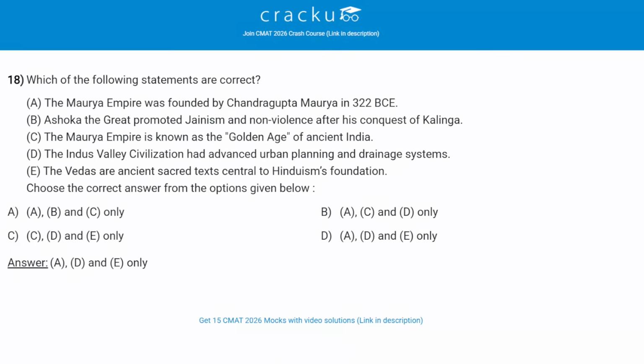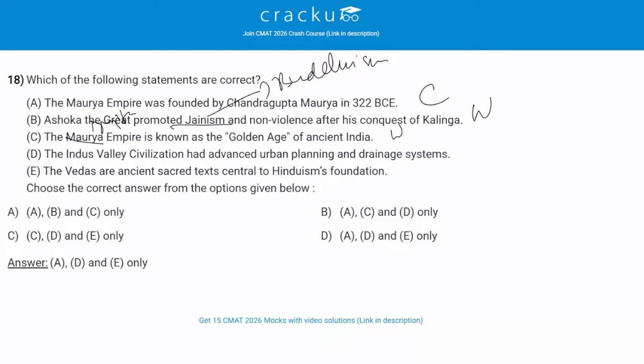Which of the following statements are correct? The Mauryan Empire was founded by Chandragupta Maurya in 320 BC. This is correct. Ashoka the Great promoted Jainism and non-violence after his conquest of Kalinga. This is wrong. He promoted Buddhism, not Jainism. The Mauryan Empire is known as the golden age of ancient India. This is wrong. It is not the Mauryan Empire, it is the Gupta Empire.